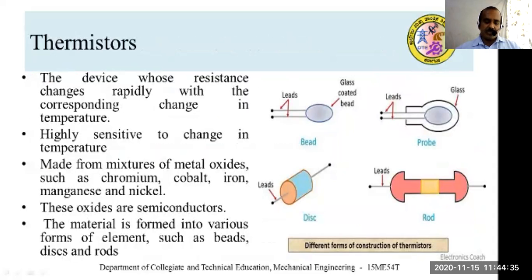Thermistors. A thermistor is also a temperature sensor. In these devices, resistance changes rapidly with respect to temperature. Hence, these are highly sensitive devices. They are made from a mixture of metal oxides such as chromium, cobalt, iron, manganese, and nickel. These oxides are semiconductors. The material is formed in various shapes like beads, probe, rod, or disc.